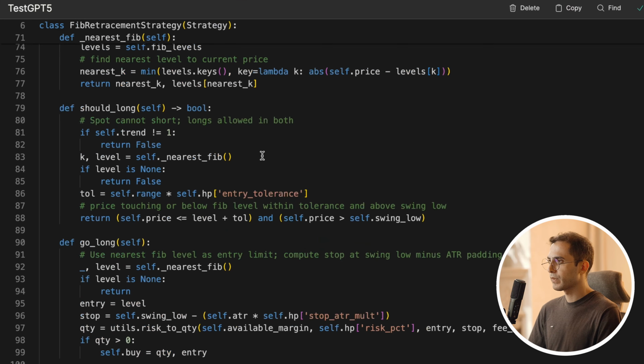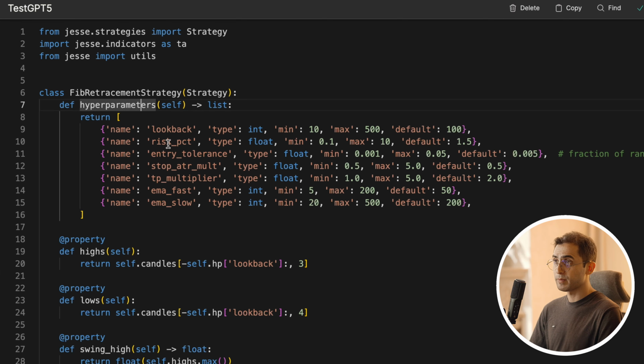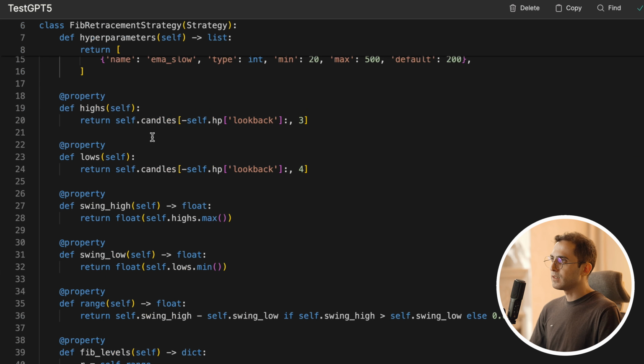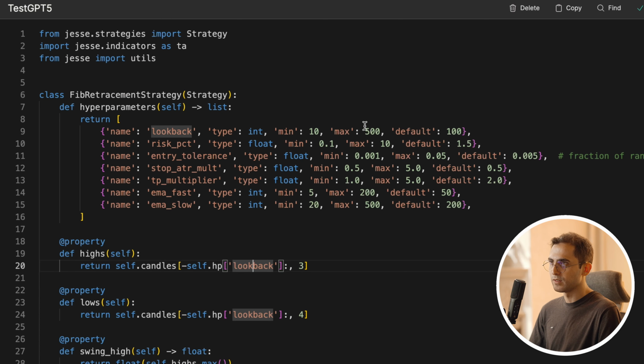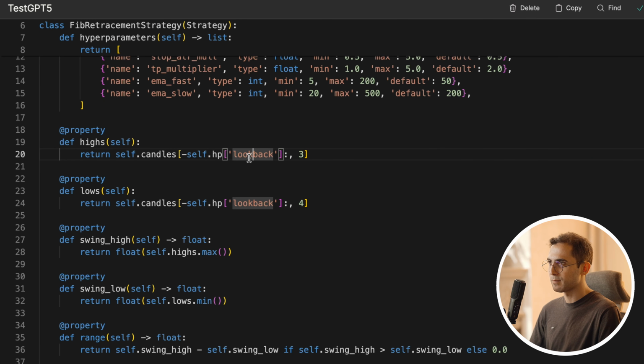All right, so let's paste it. Now, it defined the hyperparameters. So it is assuming that we want to do optimization. That's fine. It defined the highs as the current candles, and then it is selecting a certain number of them. So it defined a lookback, and the default value for it is 100. So that makes perfect sense.